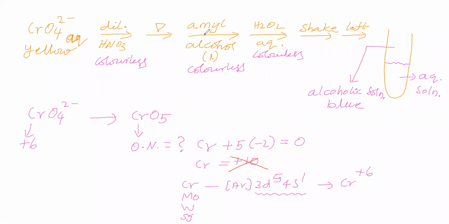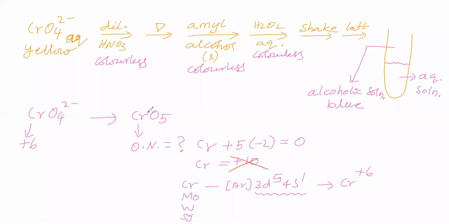Now, we will come back to CrO5. In CrO5, 5 oxygens are there. For all the 5 oxygens, we have given minus 2. This is incorrect in this case because chromium cannot take plus 10 oxidation number. It can show maximum plus 6. So all the oxygens are not having minus 2.